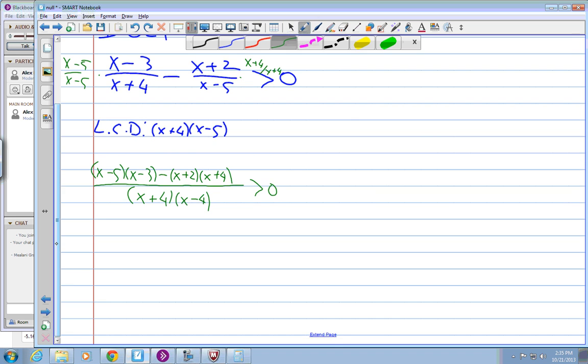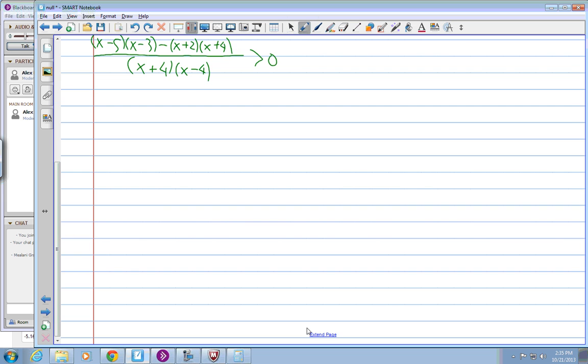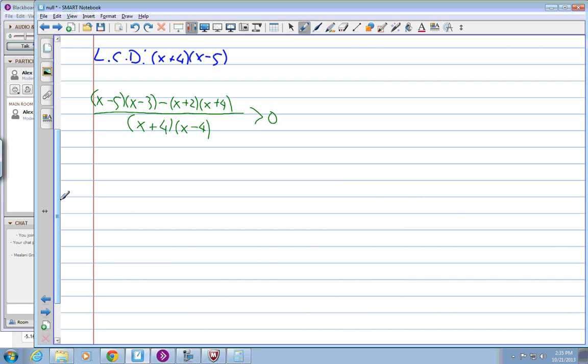Now I have to do a lot of FOILing, and I have to do a lot of combining like terms and things like that, right? I actually have to do the math here. So FOIL x minus 5 and x minus 3, are you going to have problems with that? You're just doing the FOIL? You should get x squared minus 8x plus 15 if you do your FOIL. Right?